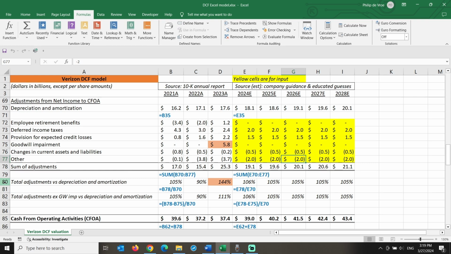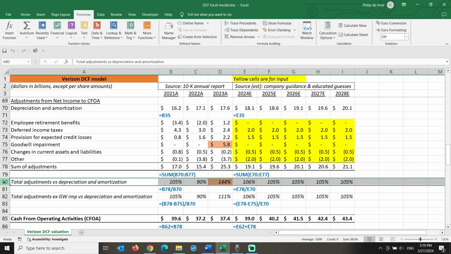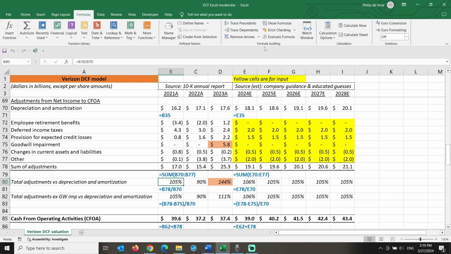I have added an analysis line called total adjustments versus depreciation and amortization, which takes the sum of the adjustments and divides it by just the line of depreciation and amortization. In 2023, this gives an unusually high value of 144%, due to the high value in the line of goodwill impairment, which is a one-off item.